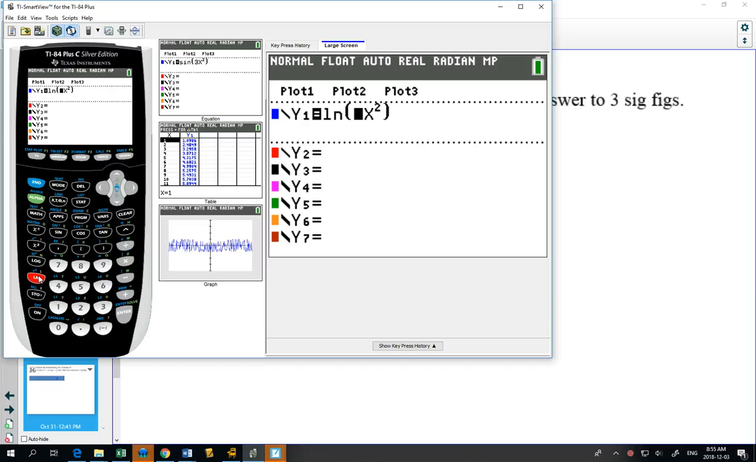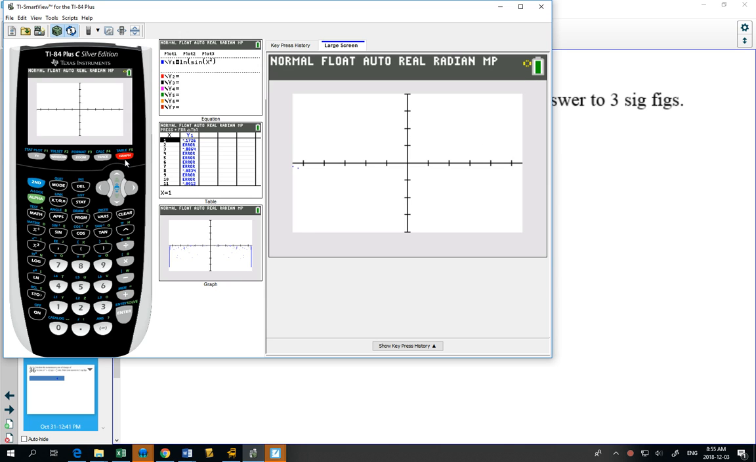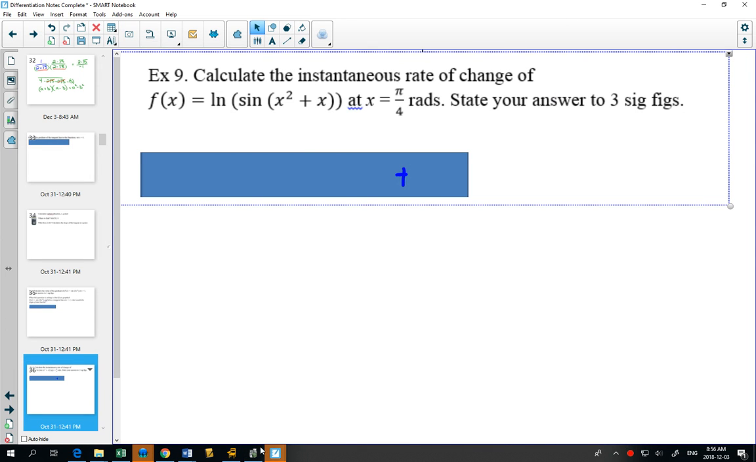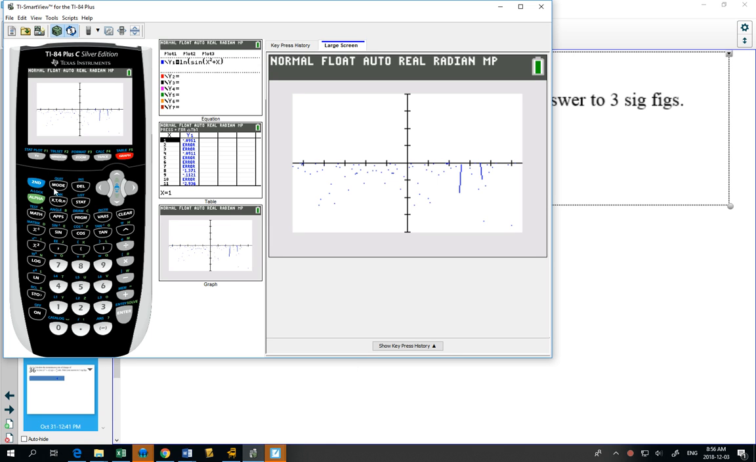Natural log sine of x squared plus x. Wow. All right, let's see if we can figure out what the derivative to this one is at pi over 4.